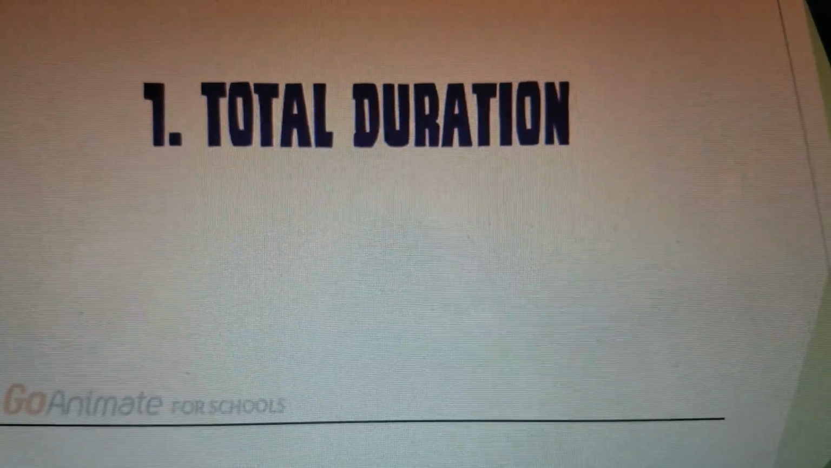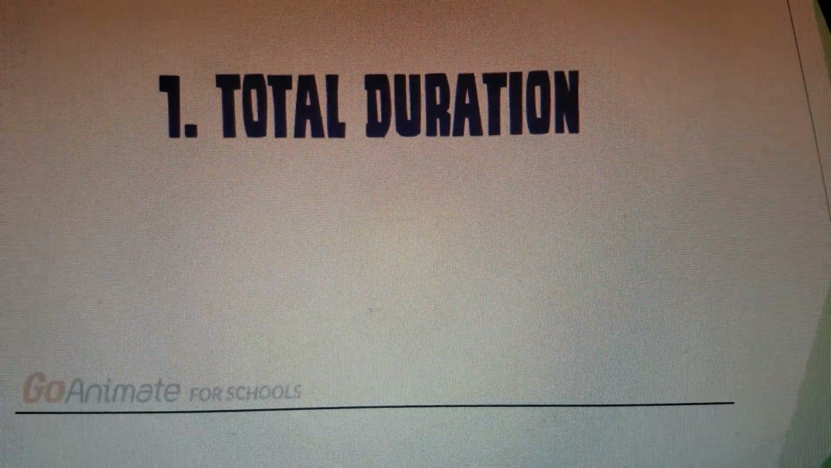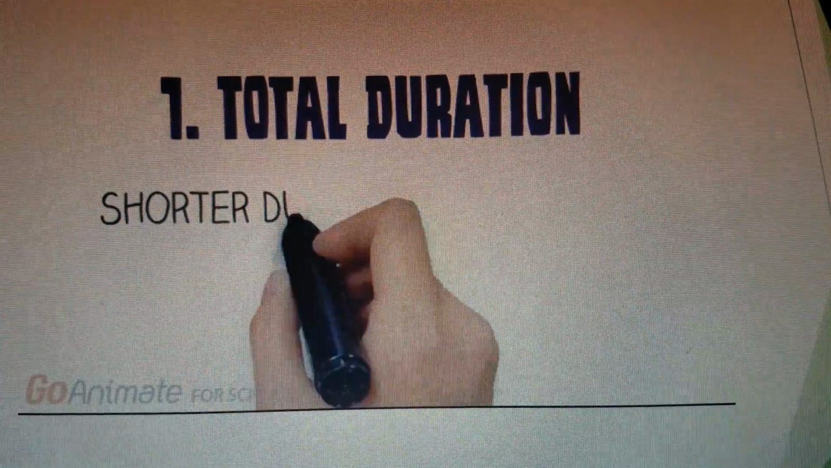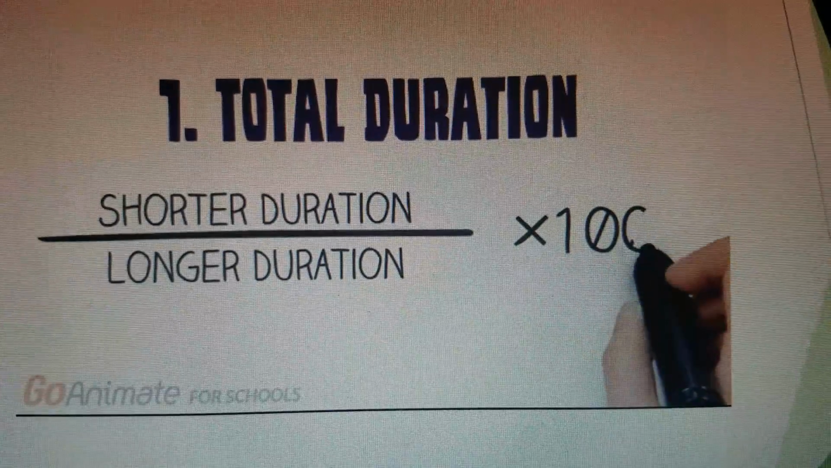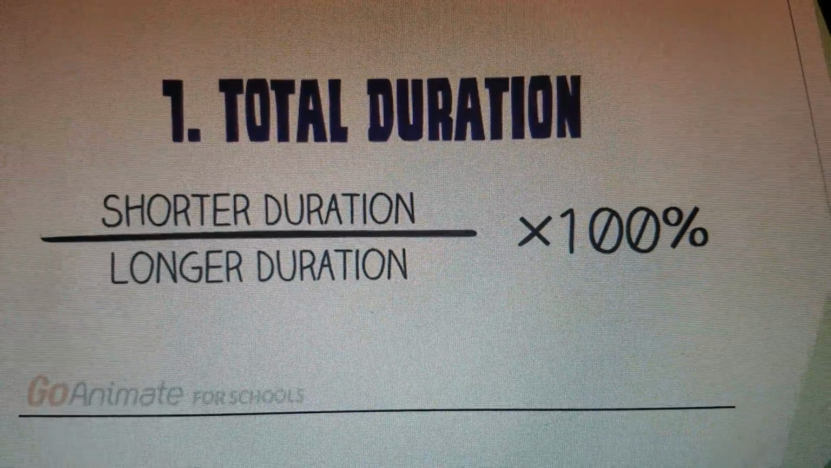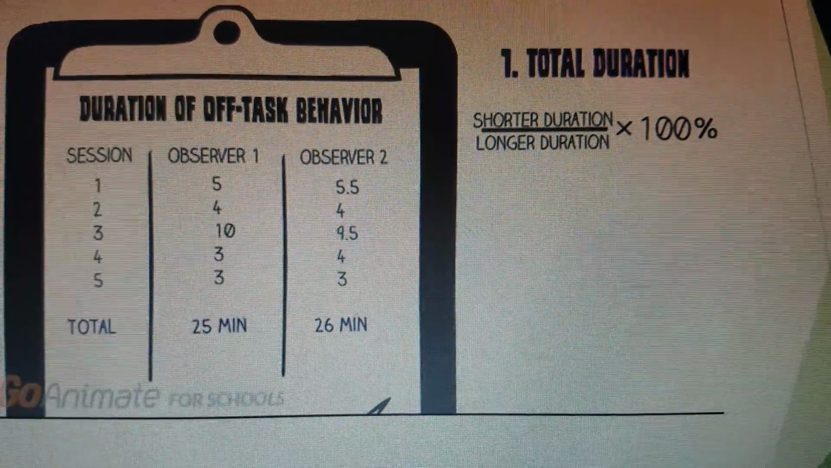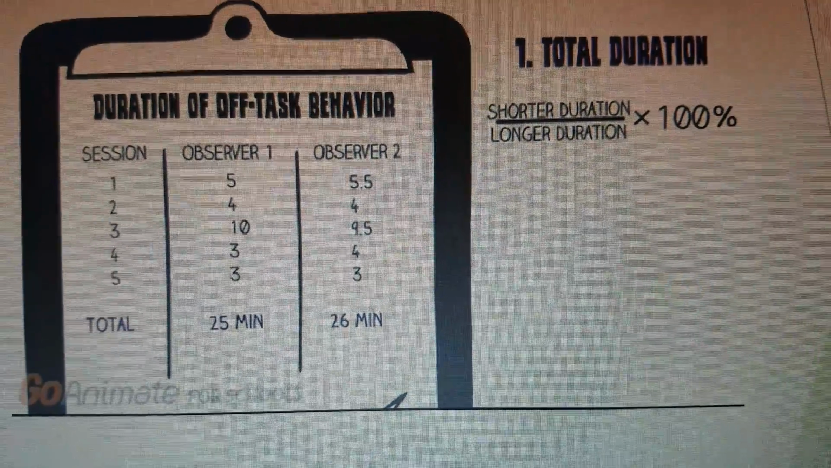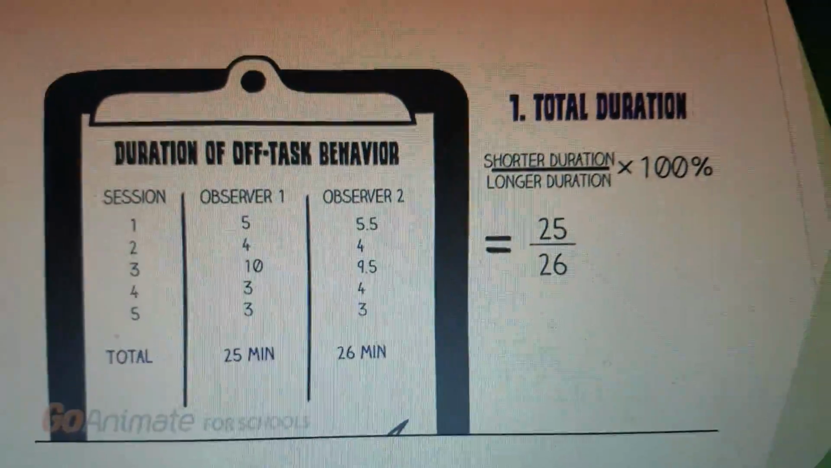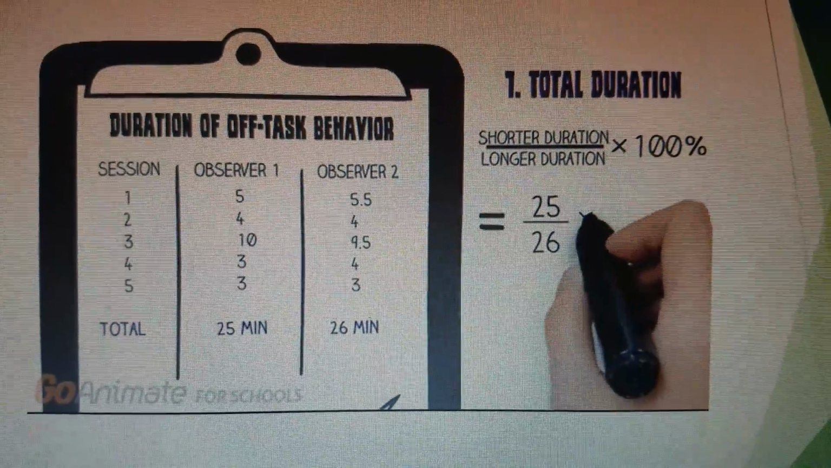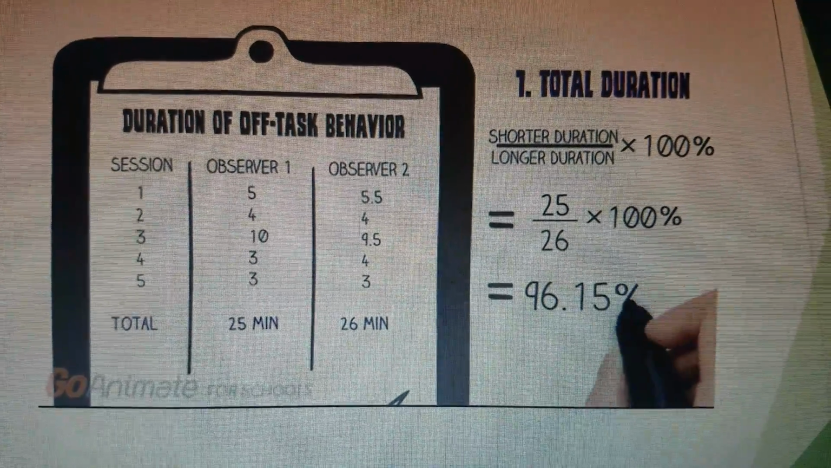Total duration IOA groups all timings into one sum duration for each observer. The total duration IOA is calculated by dividing the shorter of the 2 durations by the longer and multiplying by 100%. Using our sample data, observer 1 recorded 25 minutes of off-task behavior and observer 2 recorded 26. The shorter duration, 25, is divided by the longer, 26, multiplied by 100%, resulting in an IOA of 96.15%.